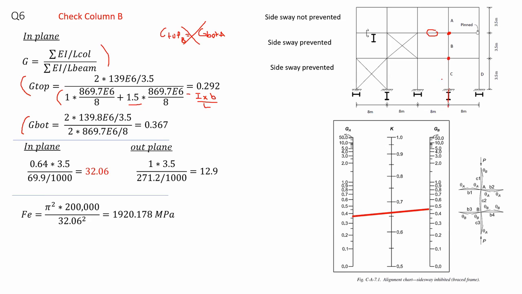And I check for the G bottom as well, again for column B. So this is G bottom. Again, at this point, I have two columns connected to it. Therefore, 2 multiplied by IY for the column divided by 3.5. And then I divide by, if we consider the beams, now it becomes 2 multiplied by 869.7 divided by 8. So notice I multiply by 2 because those beams, this one and that one, they don't have a far end bend or any other conditions. They have rigid connection with other columns. Therefore, G bottom appears to be 0.367.